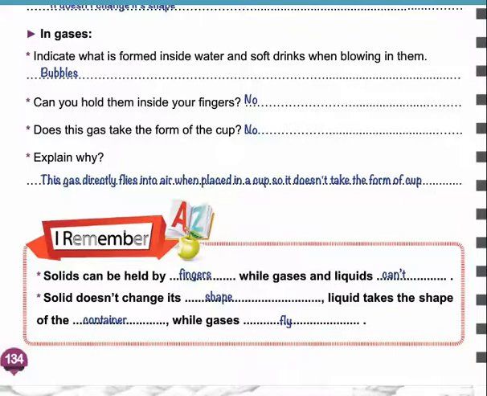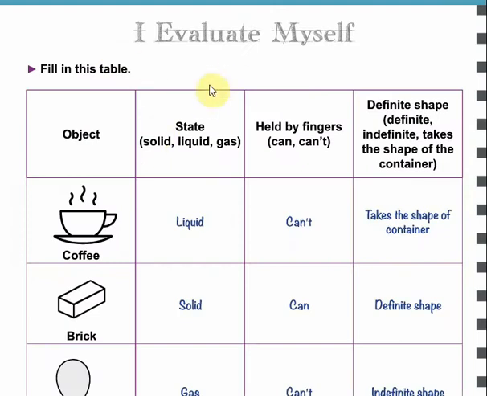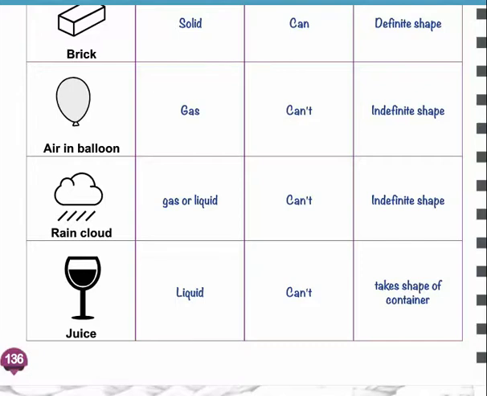From this lesson I just want you to remember the conclusion of this lesson: solids can be held by fingers while gases and liquids cannot. Solid doesn't change its shape, liquid takes the shape of the container, while gases fly. Say that solids have a definite shape, gases have indefinite shape, and liquids take the shape of the container. I want you also to study this page, I evaluate myself, page 136 in your books.